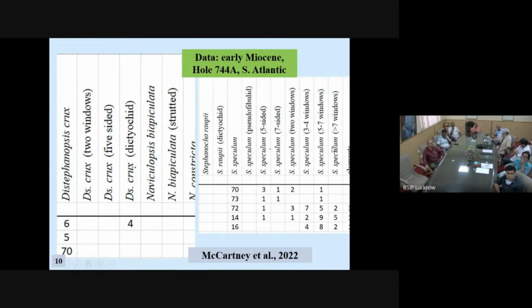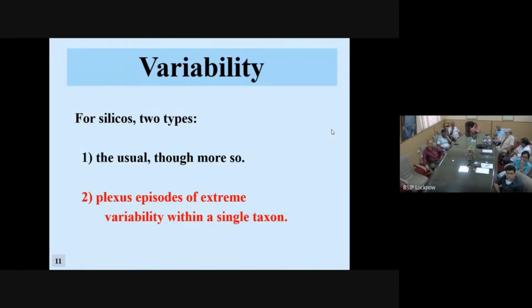This is for Stephanopus speculum. There's five-sided, there's seven-sided, there's two windows, there's more windows, and so forth. Quantifying them simply so people can see what that range of variability is within the species. So as I said, for silicoflagellate variability, you have this considerable variability within individual taxa.